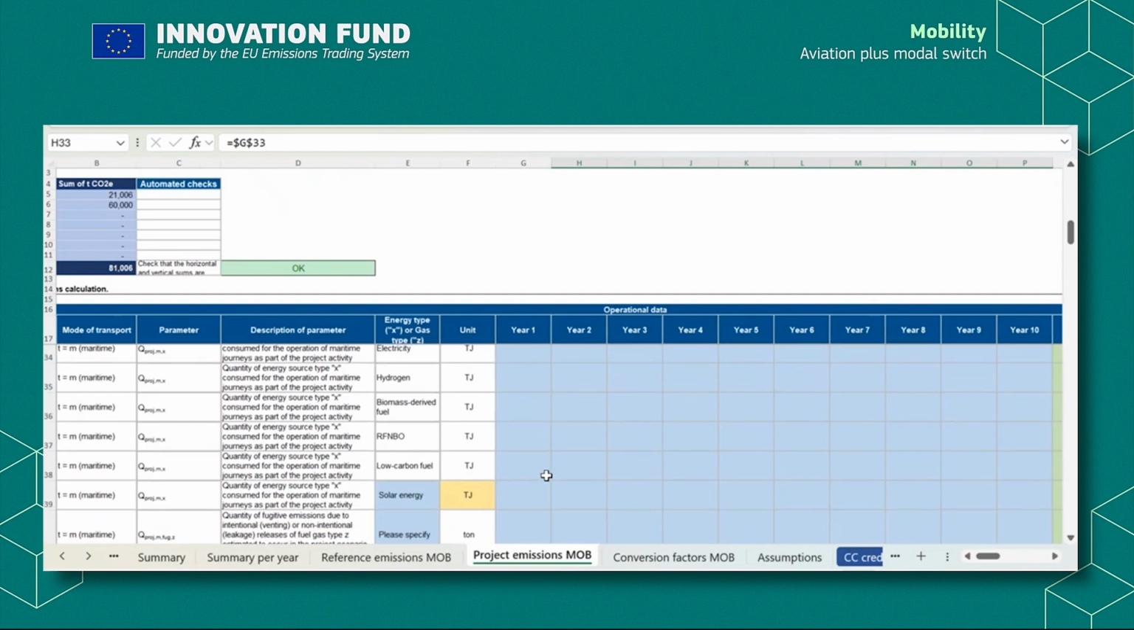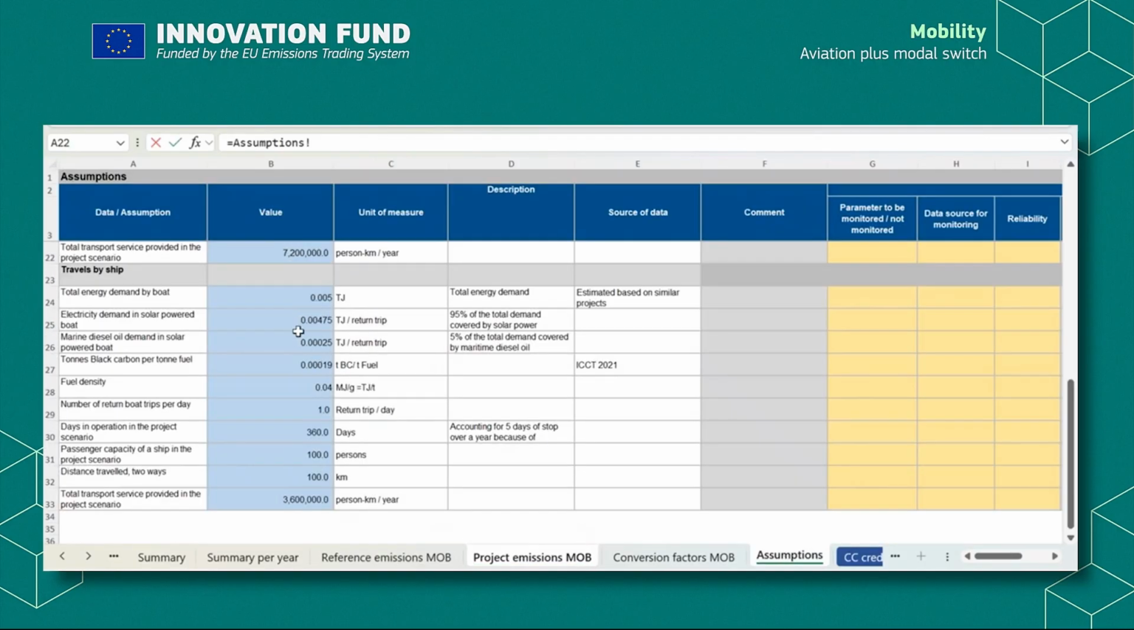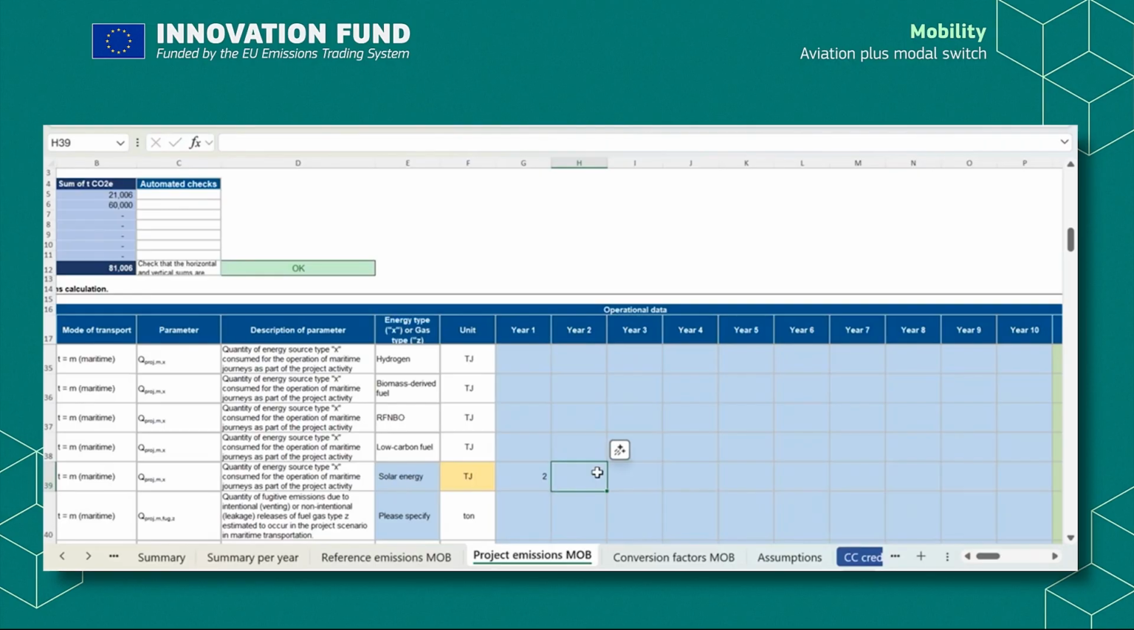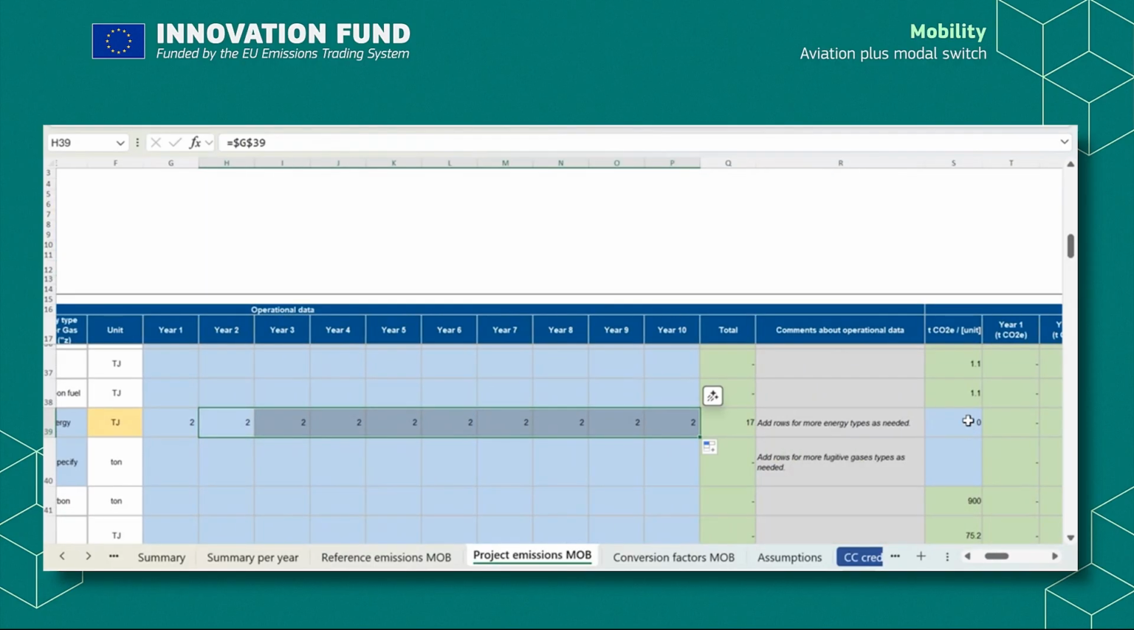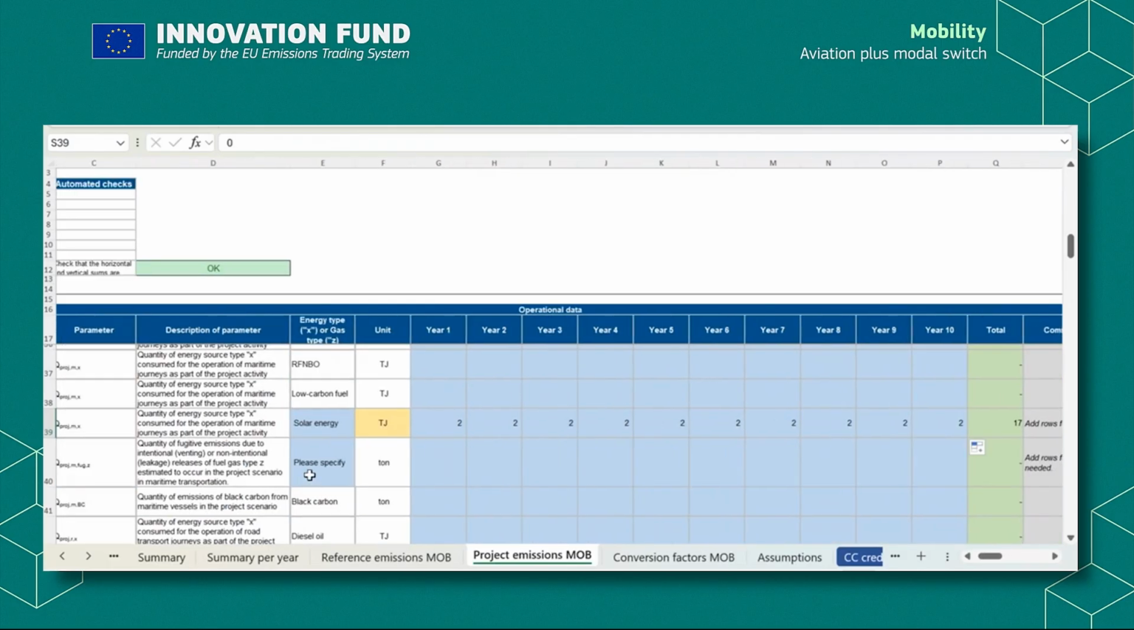The amount of solar energy consumed by the boat in year 1 will be the electricity demand in the solar-powered boat per return trip, which corresponds to 95% of the total energy demand of the boat, multiplied by the number of return boat trips per day, and the number of operating days in the year. This gives us 2 terajoules of energy. I will assume this amount of energy consumption will remain constant over the years, and manually add the emission factor for solar energy in column S, which is 0. I will again assume this will remain constant over the years.